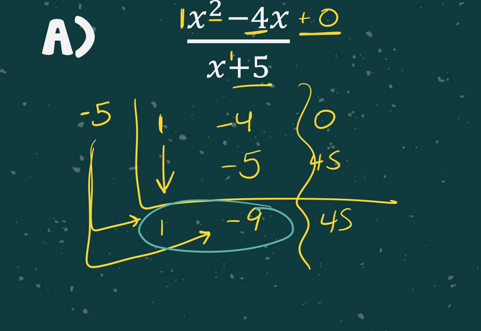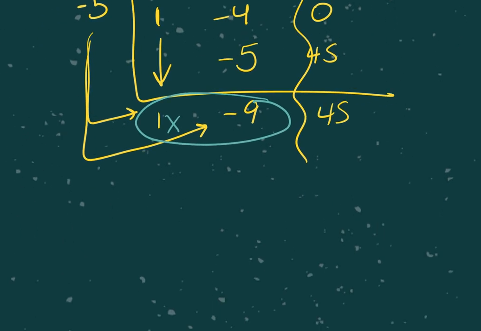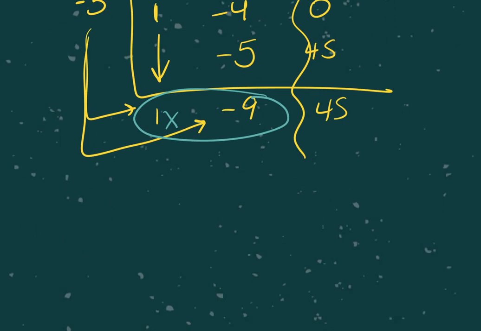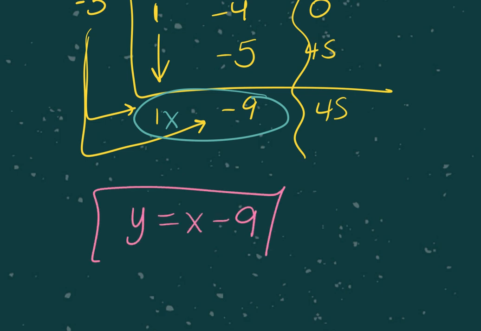As I move from the left, given the remainder is the last one, the next one's the constant, the next one gets the x. And because it's a line, you put it in equation form. y equals x minus 9. So that is your slant asymptote.